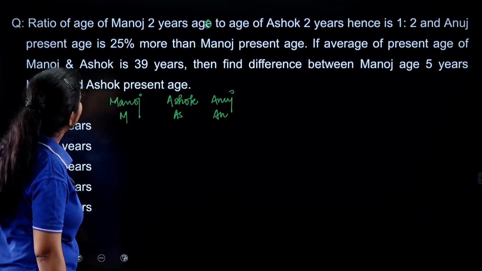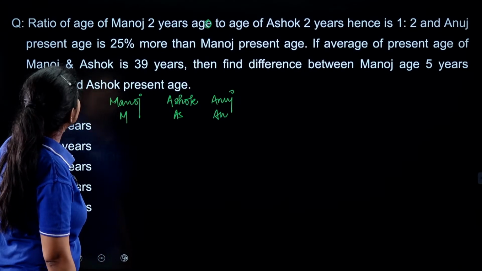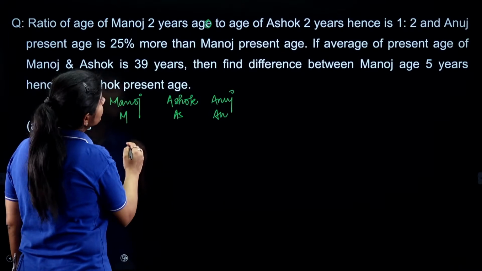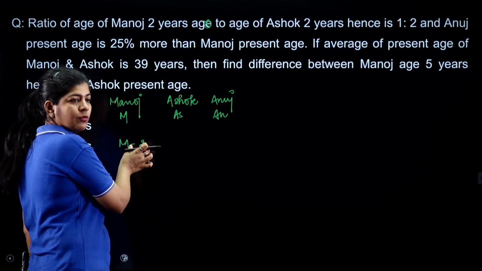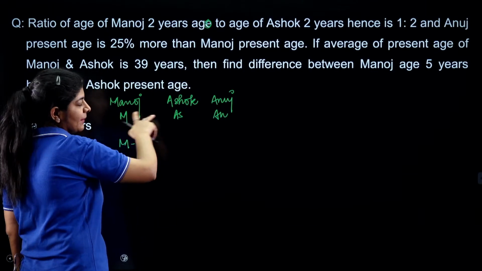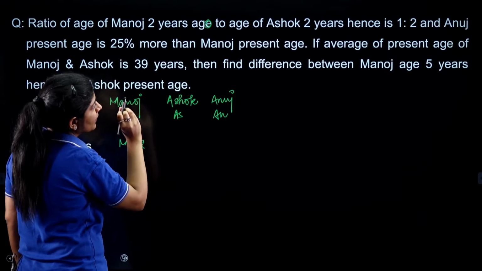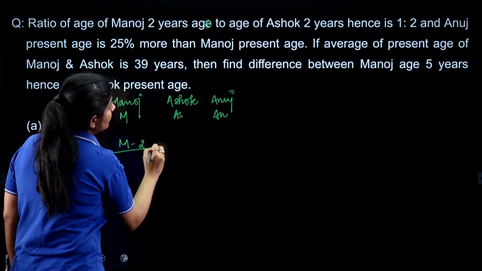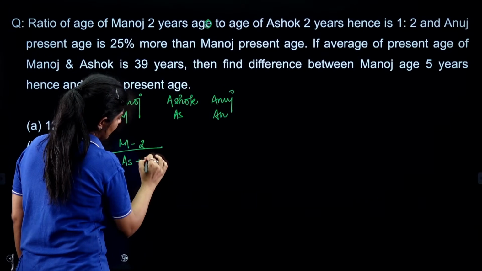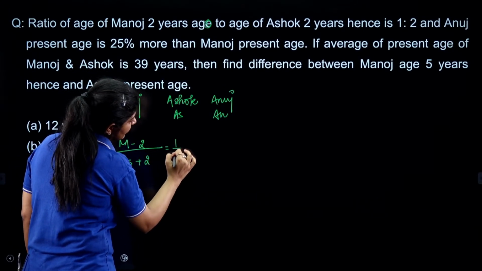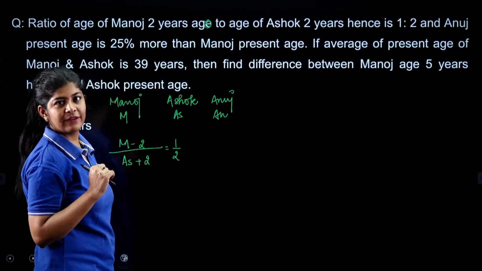Right? Okay. So the question is saying that the ratio of Manoj 2 years ago, that means M minus 2, which is the age of Manoj 2 years ago, these are the present ages of these three persons, to Ashok 2 years hence, that means Ashok plus 2, is equal to 1 by 2, which is given in the question.